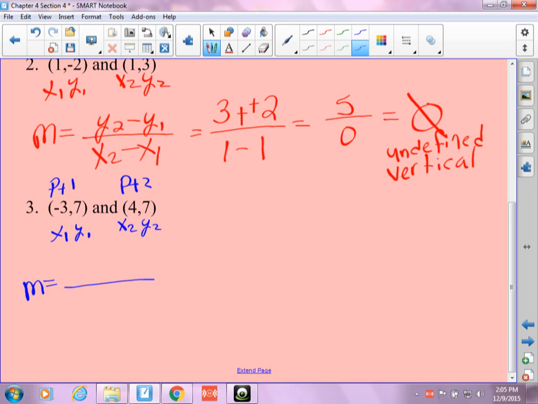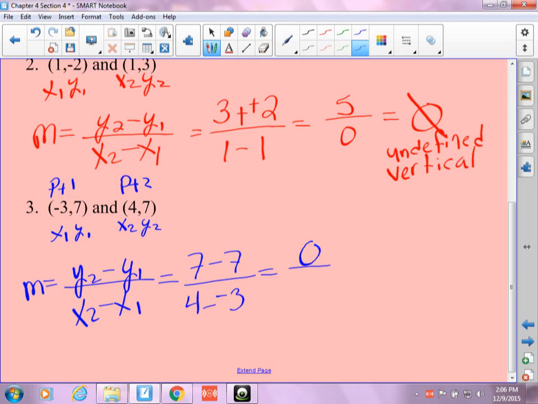What's the formula? y2 minus y1 over x2 minus x1. Good. What's my y2? 7. What's my y1? 7. Over x2 4 minus negative 3. Negative 3. What's my numerator? 0. Over 7. 7. Answer? 0. It is 0. And what type of a line? Horizontal. Yes.